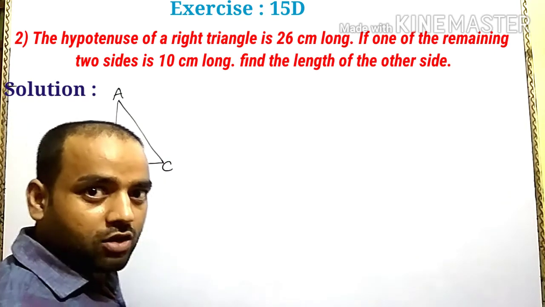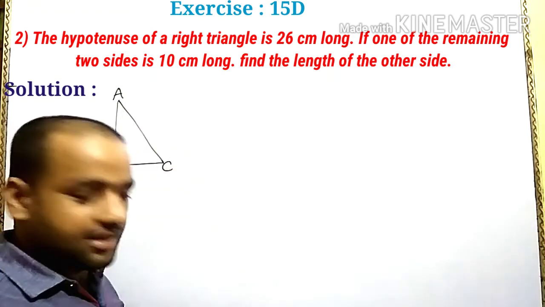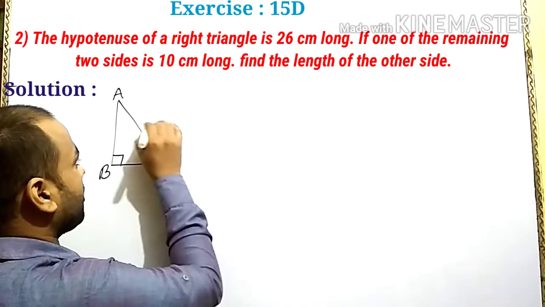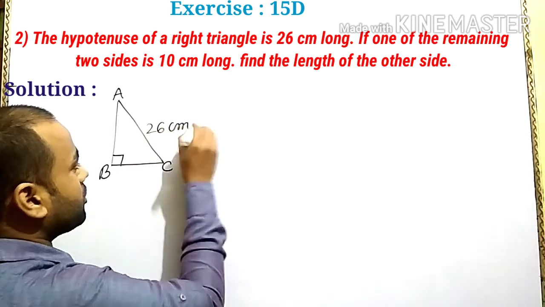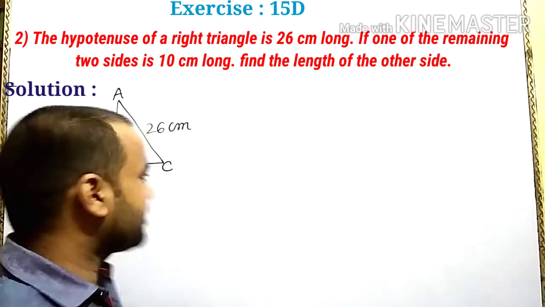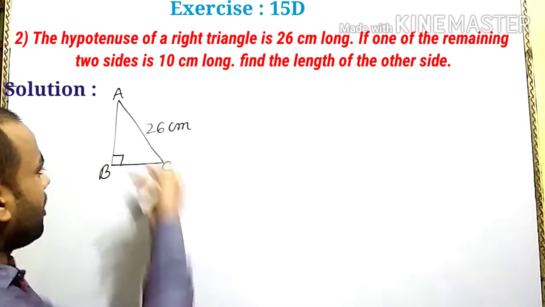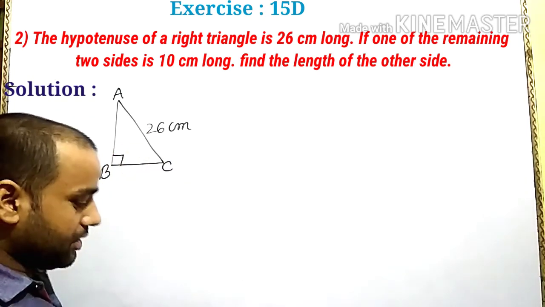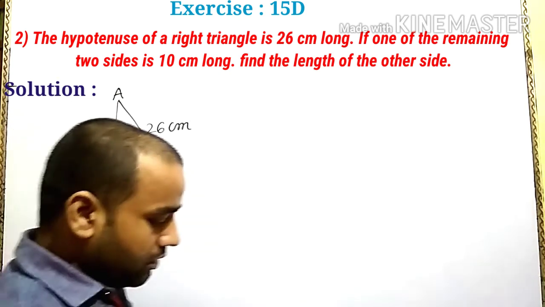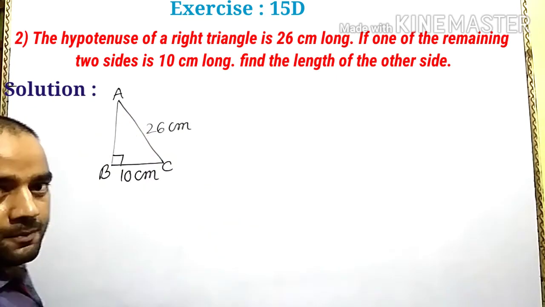So who will be the hypotenuse? The side opposite 90 degrees. So which side is opposite 90 degrees? AC. So the hypotenuse of the right triangle is 26 centimeter long. So given AC is equal to 26 centimeter. If one of the remaining two sides, here the remaining sides AB and BC, so we take either BC or AB as 10 centimeter. Find the length of the other side, means here find the value of AB.